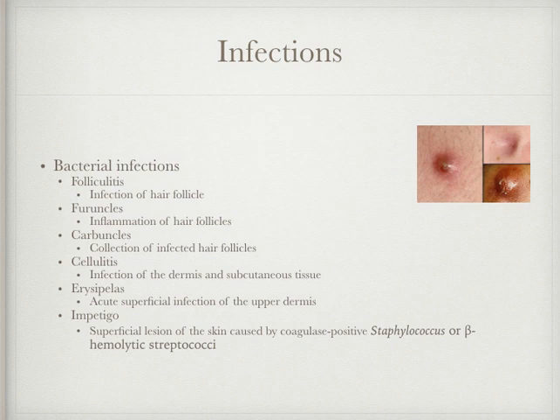Furuncles are inflammation by the hair follicles, but they're at risk for folliculitis with this. I'll show you pictures on the next slide, it makes more sense. But carbuncles is basically a collection of them. So it's a collection of furuncles with infected hair follicles. I'll show you images of all these.